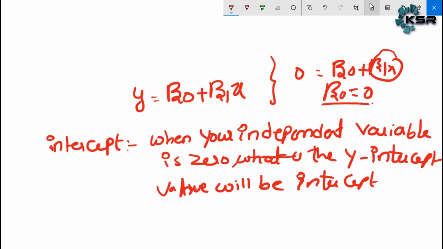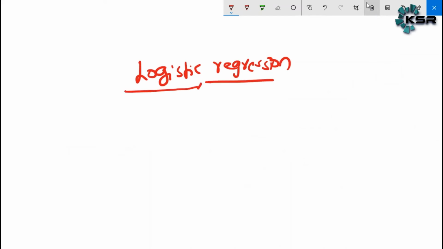Now, what is the alternative for this? The alternative for this will be logistic regression. The alternative will be logistic. Let me draw the plot, with which we can see why we mention logistic. I will tell you.